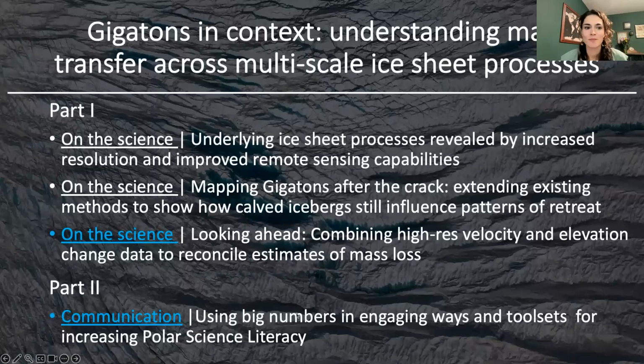I am going to skip this third part here, just so I can talk about communicating gigatons and what this means in a broader context, and then we'll open the floor for any questions.